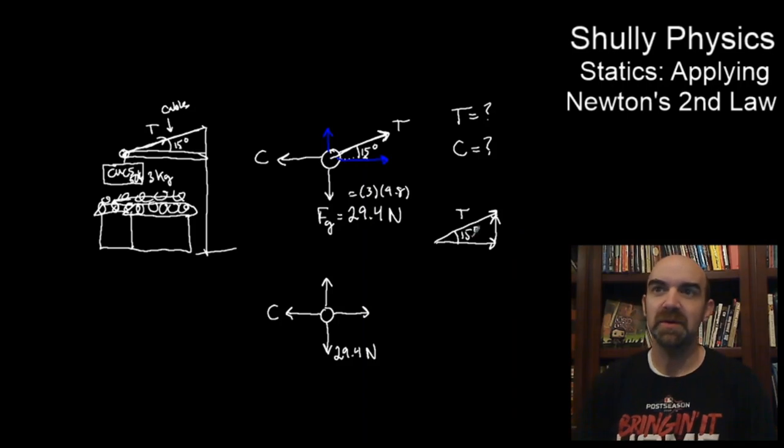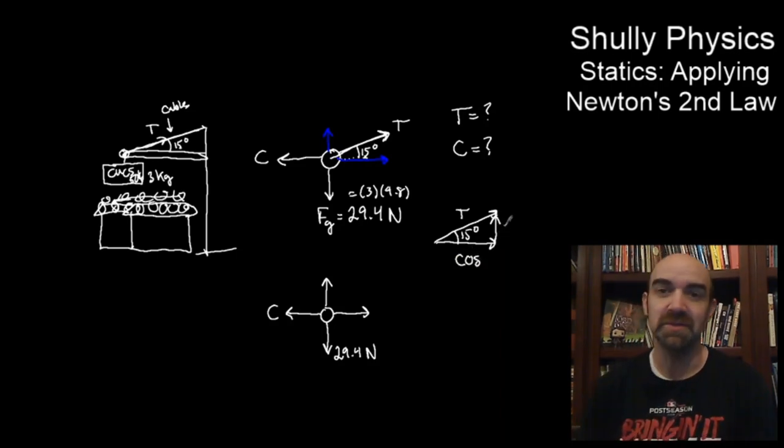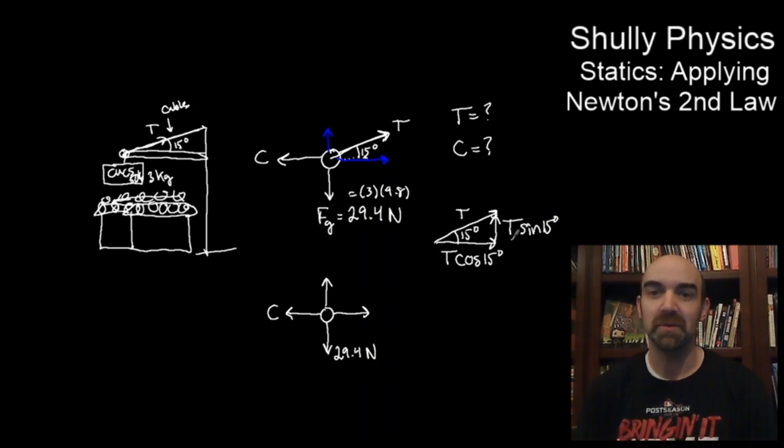Now, if the angle is 15 degrees and the hypotenuse is T, what are these two sides going to be? Well, this side down here is adjacent to the 15 degree angle, and the vertical side over here is opposite the 15 degree angle. So the adjacent side gets the cosine function, and the opposite side gets the sine function. What would go in front? The hypotenuse. And what goes in the end? The angle. T cosine 15 would be that horizontal component, and T sine 15 degrees would be the vertical component.